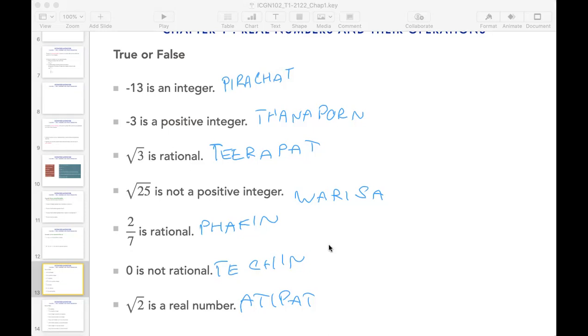Okay, time's up, everyone. So, Pirachat, is negative 13 an integer? Yes, right. Why?